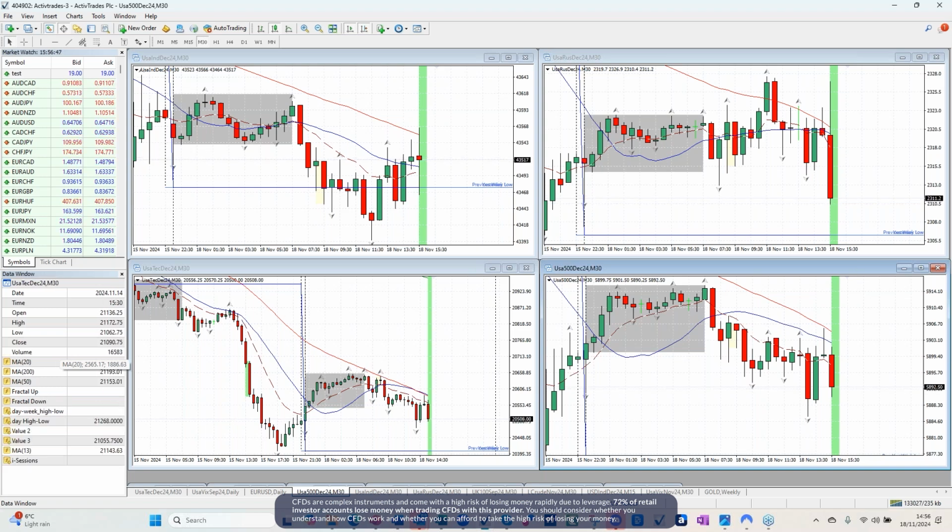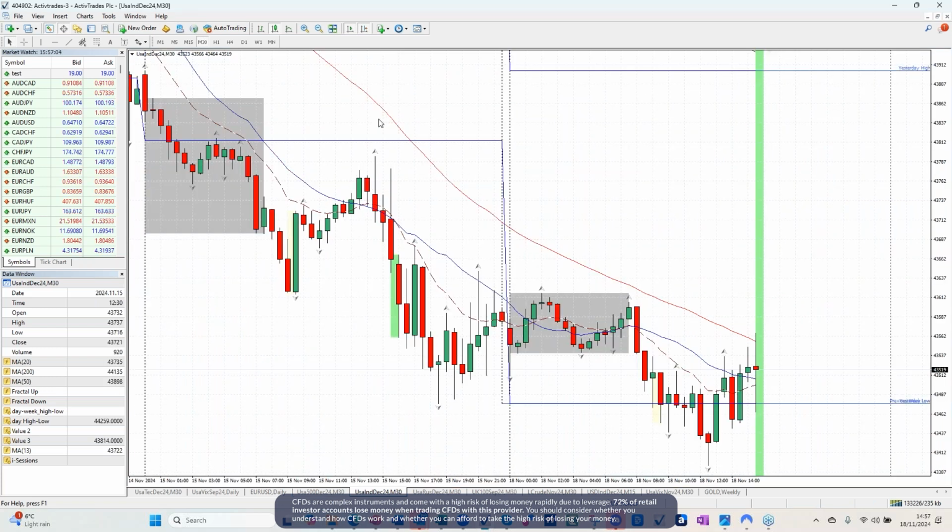Especially if there's been geopolitical or political news coming out over the weekend, that means the US opening, the first 15 minutes, can be a little bit fraught. So I tend to just leave it alone. All right, so let's have a little look at what's going on with the Dow.